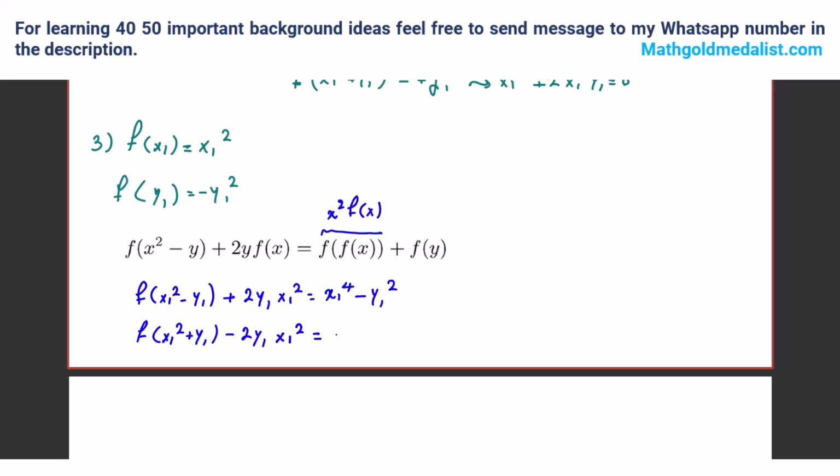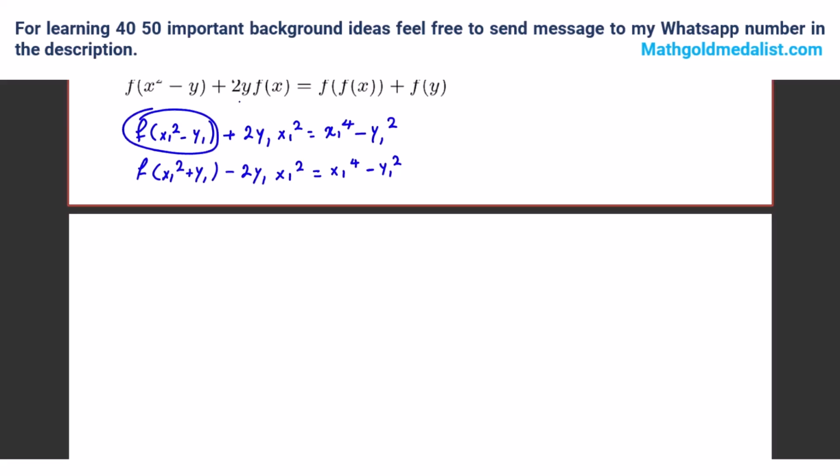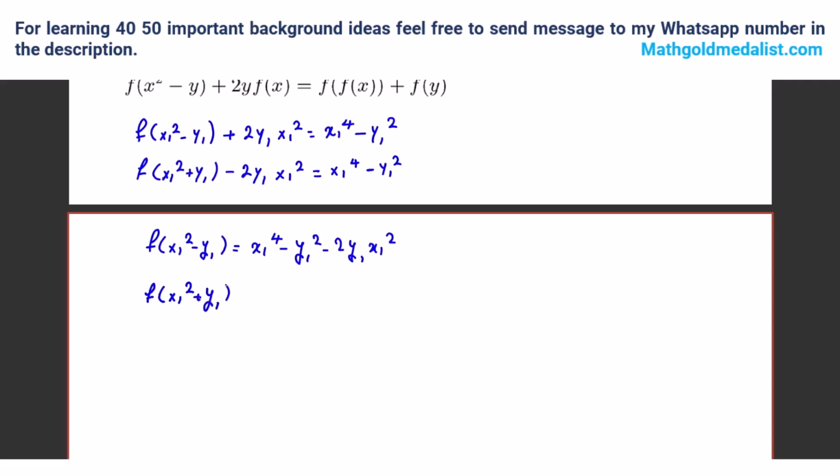X1 squared is equal to, again, x1 to the 4. F of y1 and f of negative y1 are equal, so both of them will be negative y1 squared. Okay, now we can conclude what? F of x1 squared minus y1 is equal to x1 to the 4 minus y1 squared minus 2y1 x1 squared, okay? And f of x1 squared plus y1 is equal to x1 to the 4 minus y1 squared plus 2y1 x1 squared, okay? So let's check each of them.